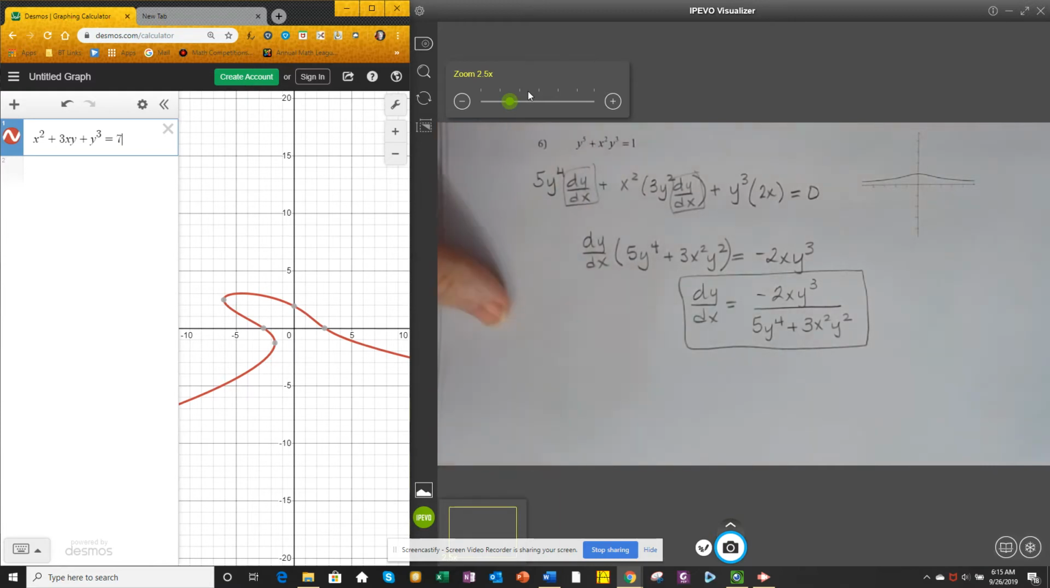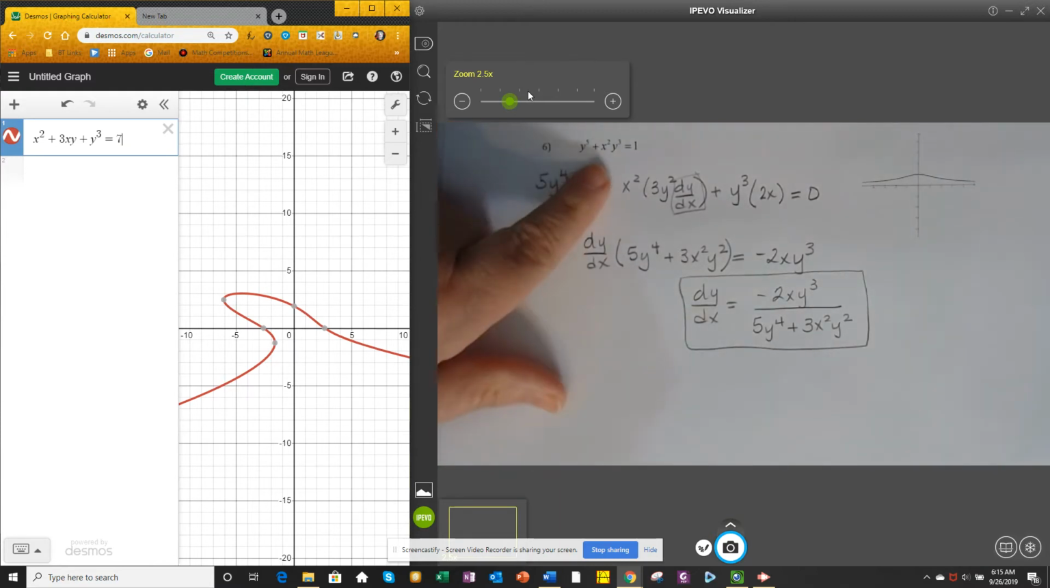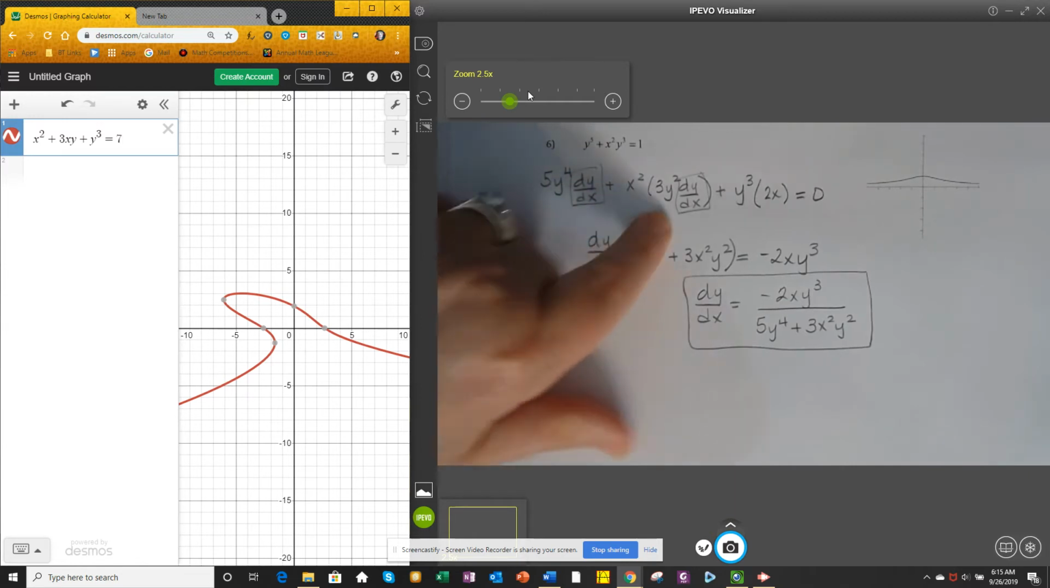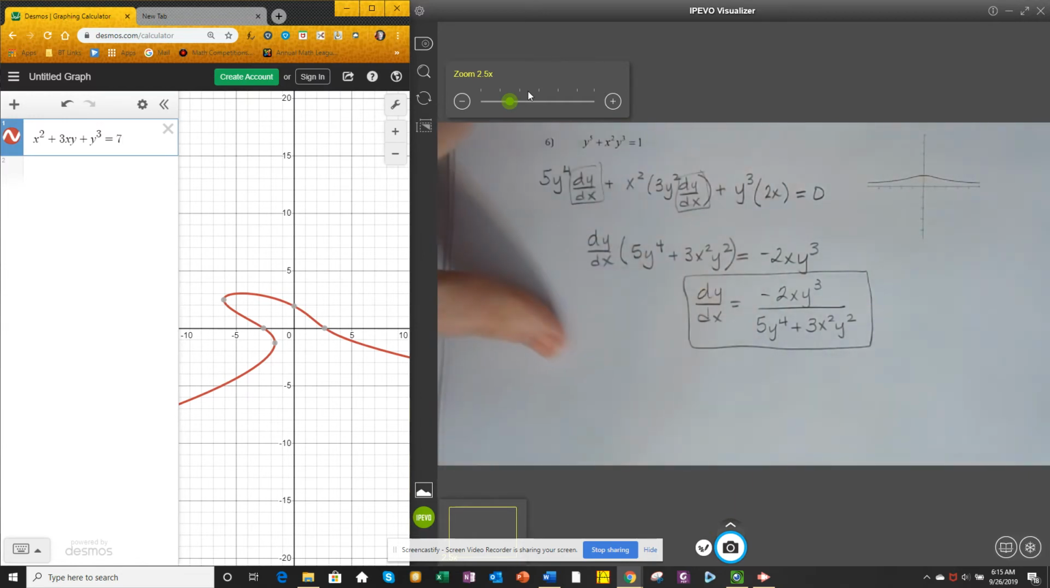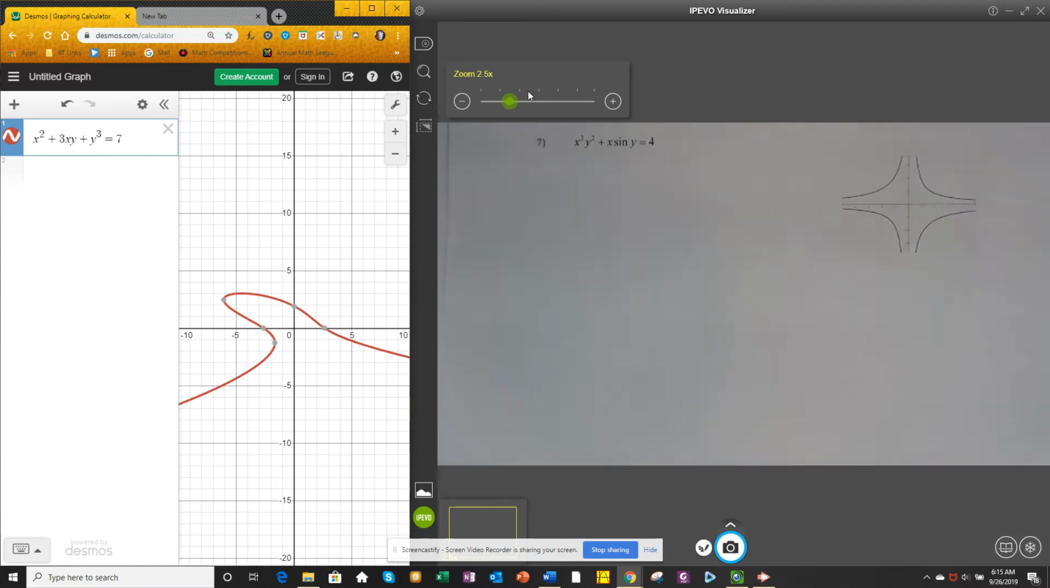Okay. Questions on that one? So we had to use the product rule again here. So first d second plus second d first, and then solve for dy/dx. Number 7.